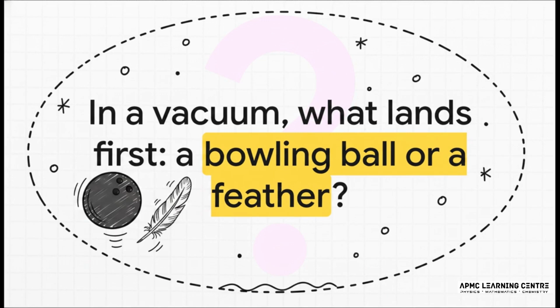Imagine a bowling ball and a single feather. You drop them at the exact same time, but you do it inside a perfect vacuum with absolutely zero air. Which one hits the ground first? The answer, well, it lies in the very first principles we covered today.